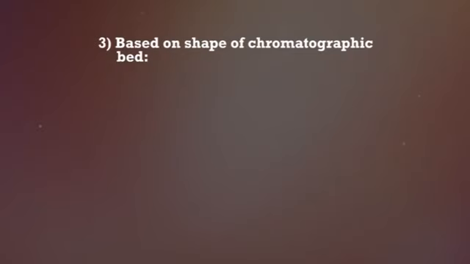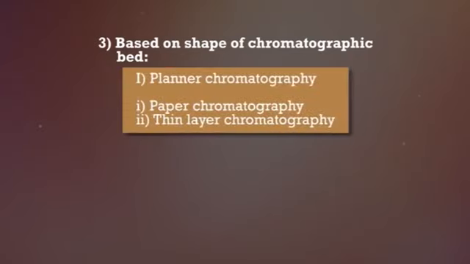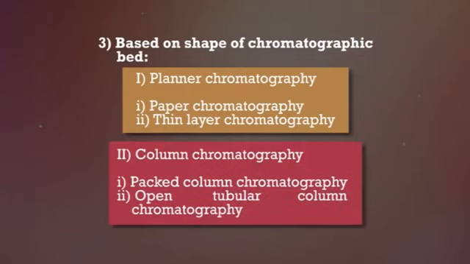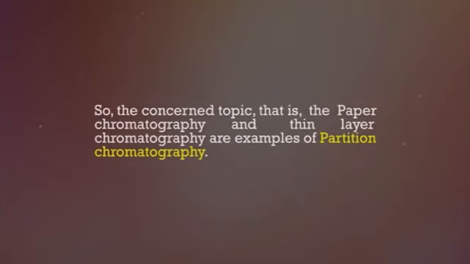Based on the shape of the chromatographic bed, it can be divided into number 1, planar chromatography, which is again subdivided into paper chromatography and thin layer chromatography. Second one is column chromatography, which is again subdivided into packed column chromatography and open tubular column chromatography. So, the concerned topic, that is paper chromatography and thin layer chromatography, are examples of partition chromatography.